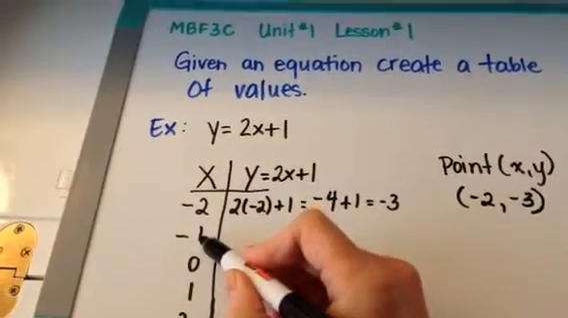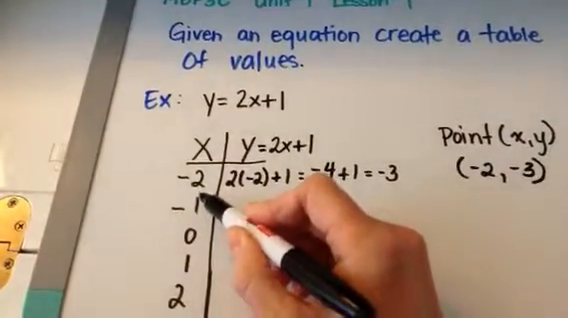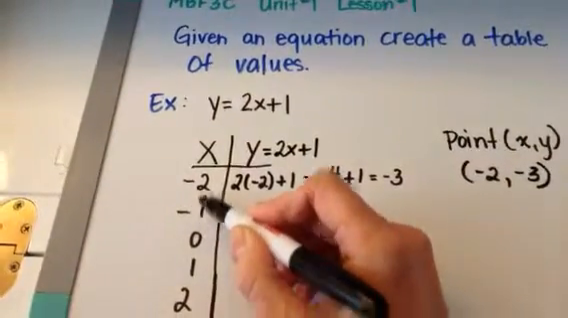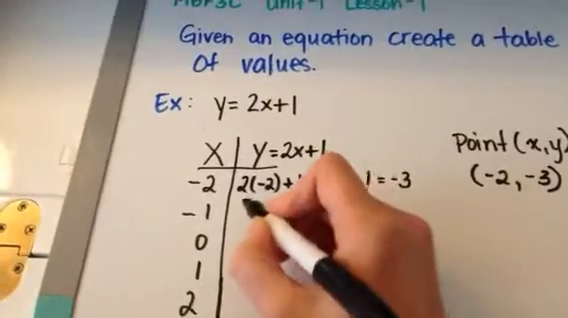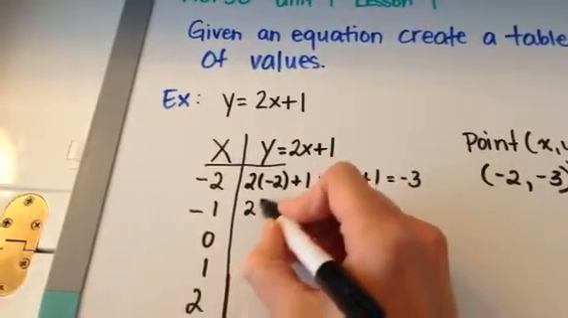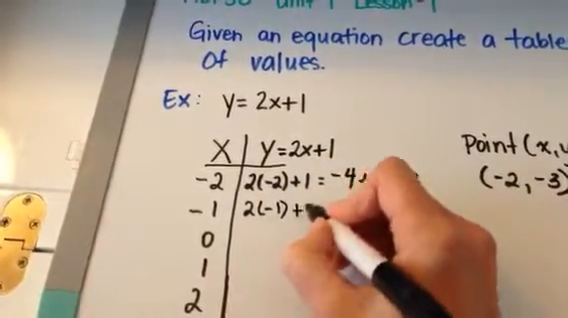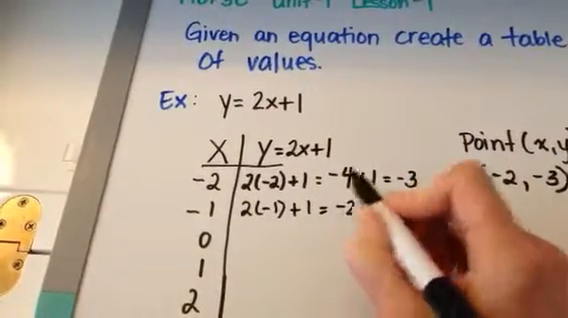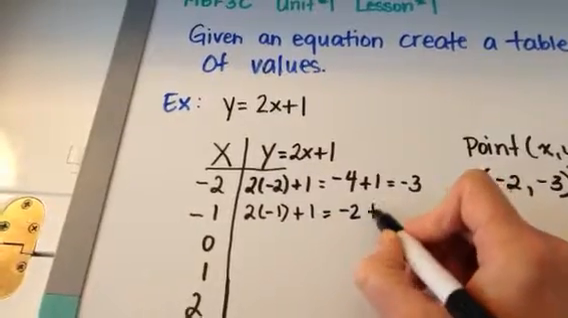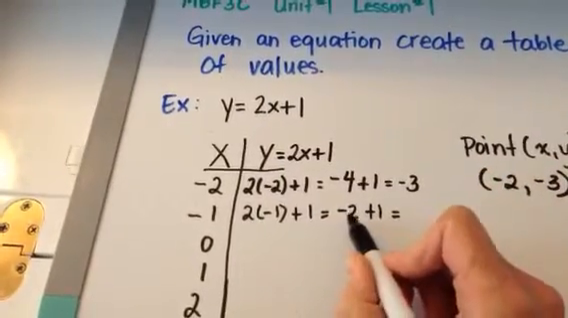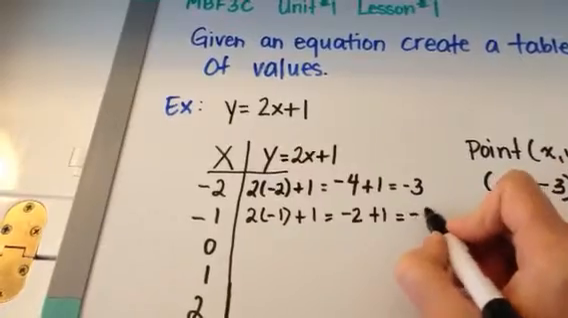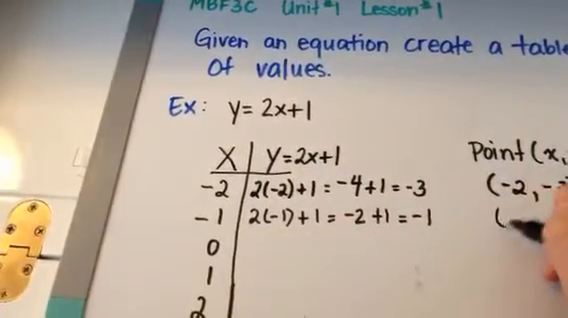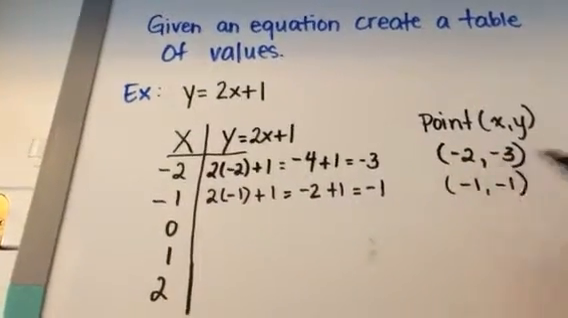And we do the same thing again, but this time we're going to be doing it for -1. So we're going to find another point. So we're putting -1 in for our x value. So we have 2 times -1 plus 1. 2 times -1 is -2, plus the 1 that's there. -2 plus 1 is -1. Now we have another set of points. Our other point is now going to be -1, -1.